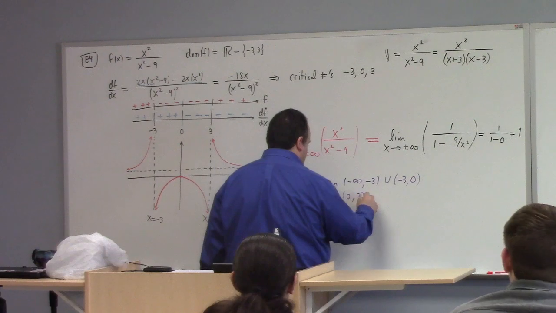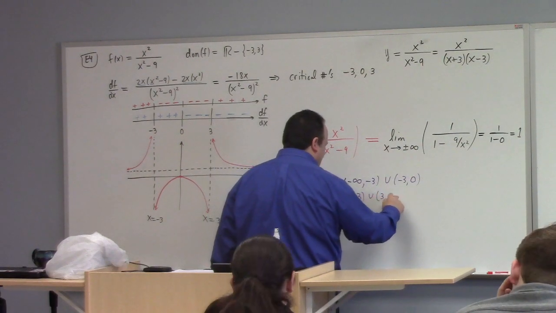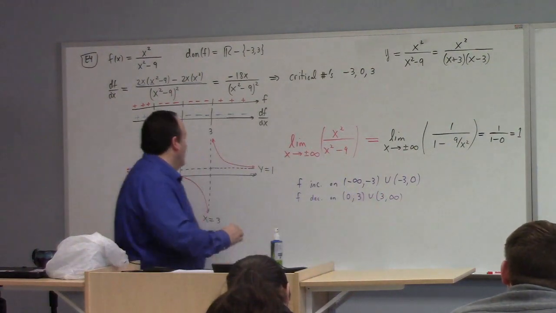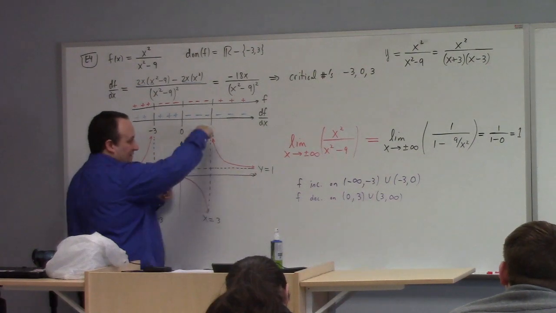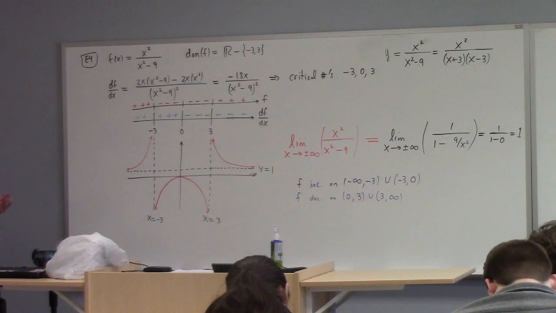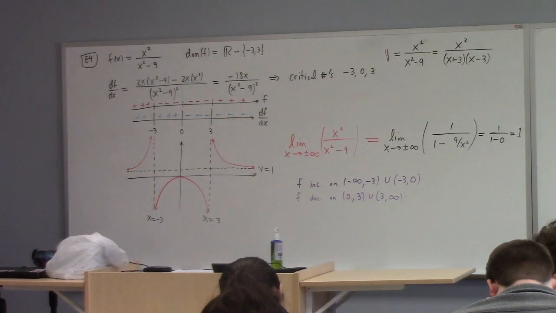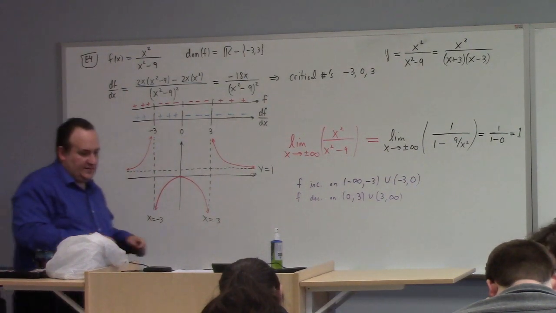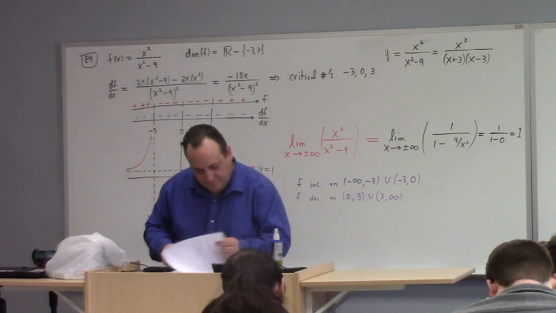I didn't want to prove it to you, but I guess I have. 3 to infinity, yeah, because it's decreasing here and then also here. But to be fussy, at 3 it's not defined. Does this make sense? All right, let's see if I can find you guys another example.